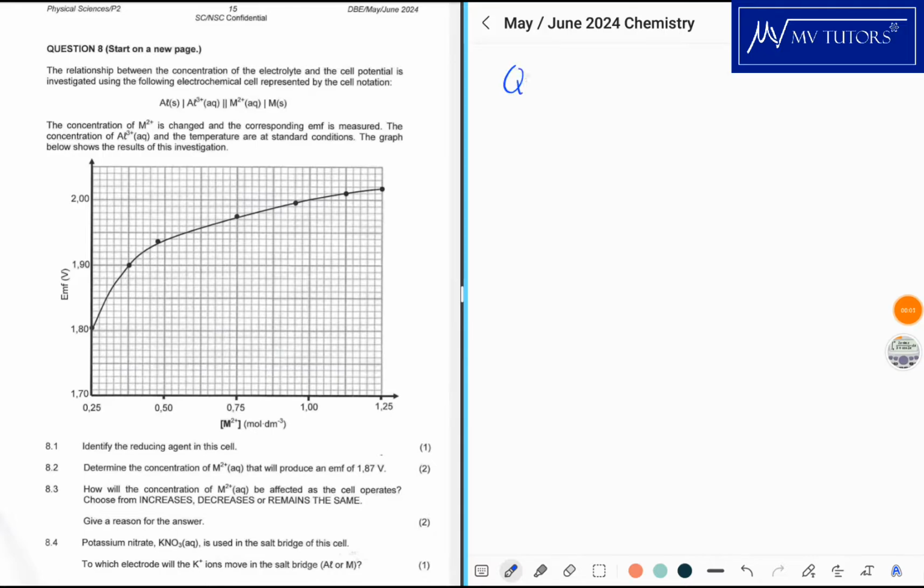All right, second last question, question 8. The relationship between the concentration of the electrolyte and the cell potential is investigated using the following electrochemical cell represented by the cell notation. So we have aluminium, and we can see our cells there.